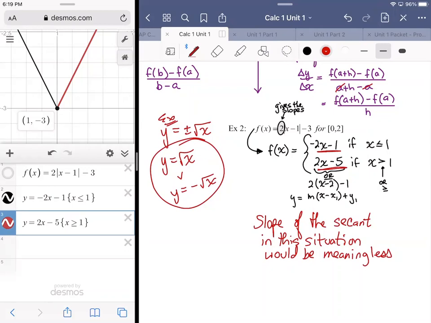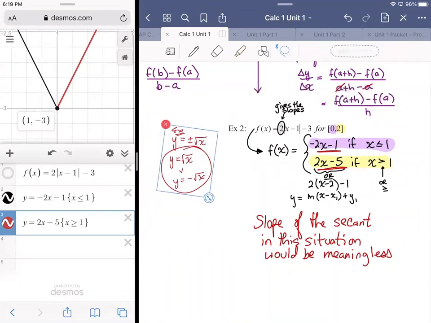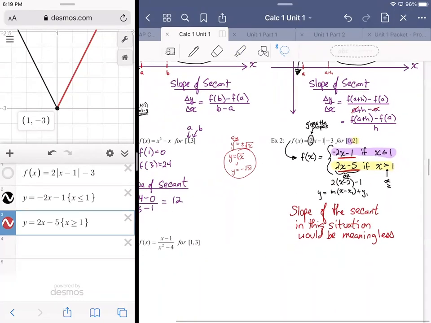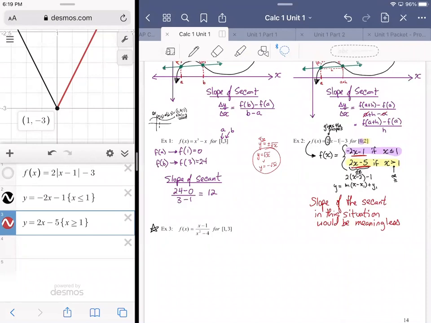So, because what happens here is the 0 would fall on this piece. Let me get a highlighter on the 0. And the 2 would fall on this piece. So yeah, you could technically compute a slope, but it wouldn't have any meaning. Okay. So that's good news, because that's the theory behind it.